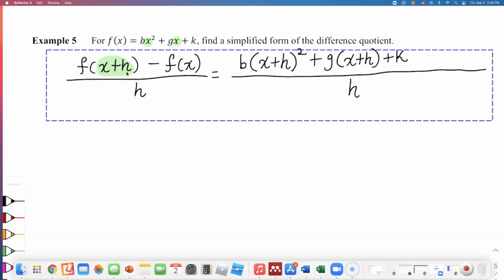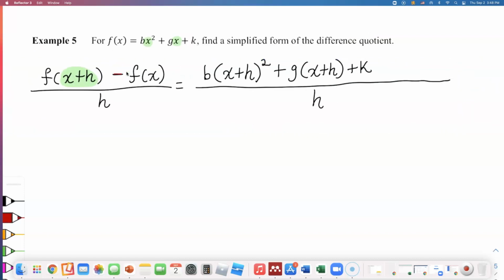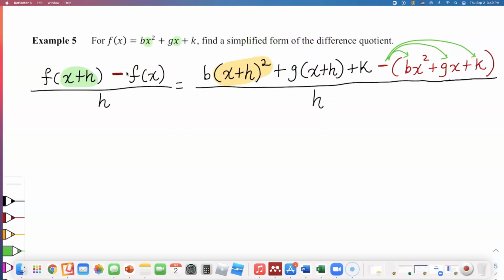Now I need to subtract f of x from it. I'll say minus f of x, bx squared plus gx plus k. And I put that in a nice parenthesis because it's a trinomial. I'm going to have to distribute this negative sign because I'm subtracting each of these terms from the first piece. Now remember we talked about that it will be very helpful for you to know what x plus h squared is. I got that memorized because I've been doing this for so long.